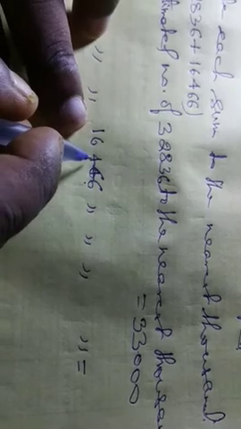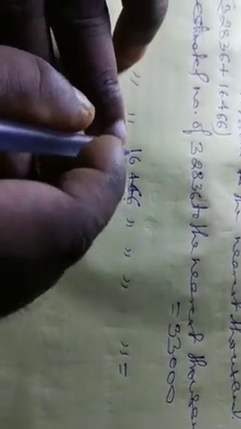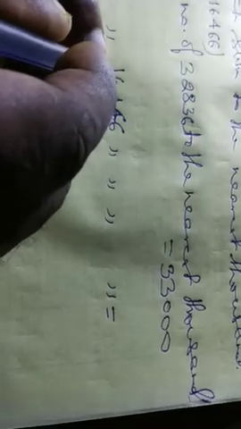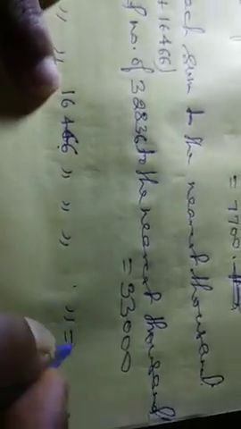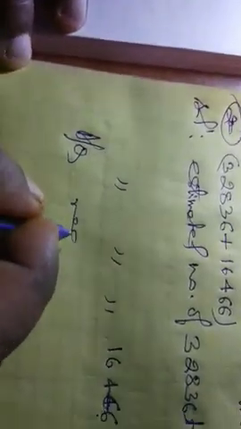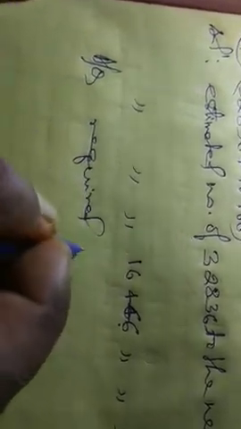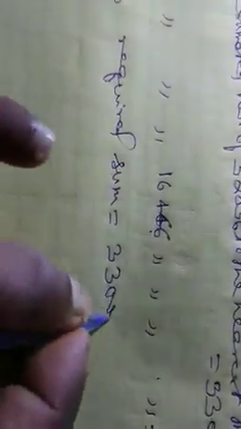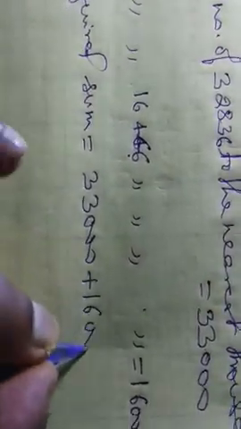Again, estimated number of 16,466 to the nearest thousand. Before 1000 place, 4 is lying in range between 0 to 4, so there is no conversion. Conversion takes place at 466, so it becomes 16,000. Now, according to the question, required sum equal to 33,000 plus 16,000.